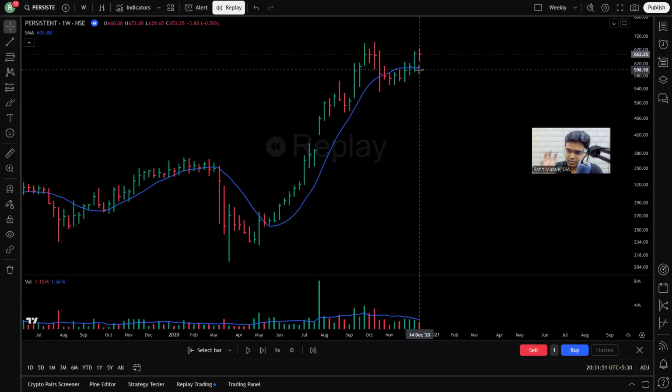Okay. Let's go in with this plan and see what happens in this stock. You will be amazed to see how little you have to do to earn profits on a weekly time frame chart, if you buy correctly and if you buy the right kind of stocks which are fundamentally strong.